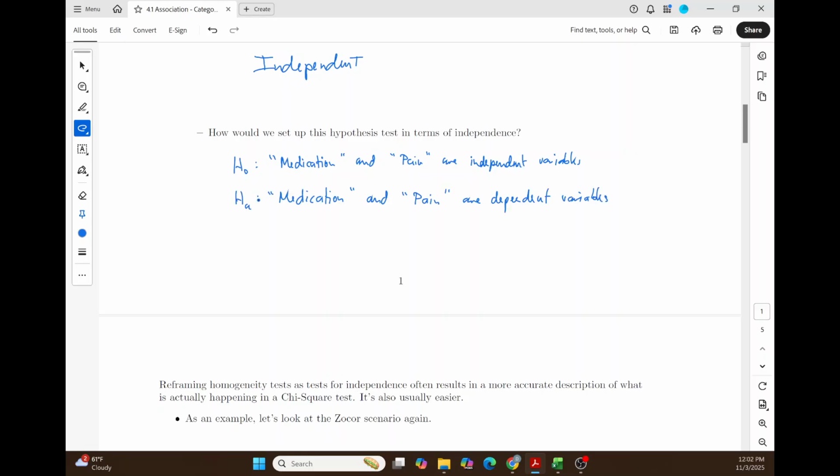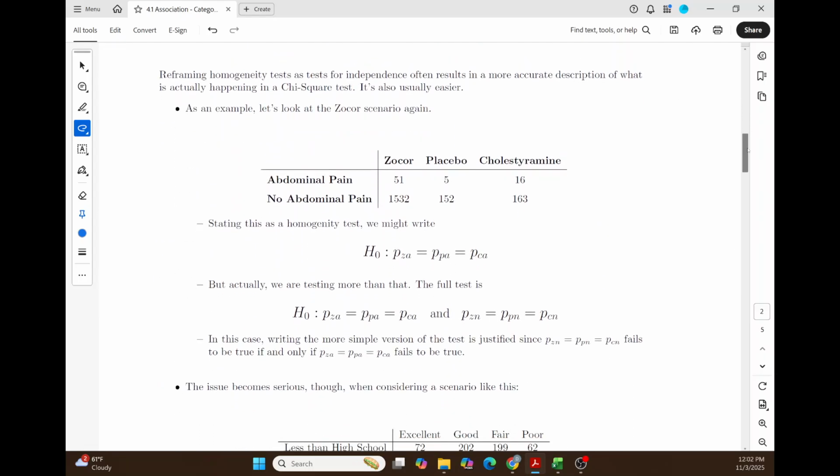Okay, and so that's the way that we're going to write out our hypotheses when we're testing to see whether variables are associated or whether or not variables are independent. And that might seem like a lot more work than just writing P1 equals P2 equals P3. But nevertheless, we're just going to write it out in words like this. And actually, I think in most cases it is easier to write it out this way rather than writing it out in terms of proportions. And I'll show you why. Okay, so let's look at some examples.